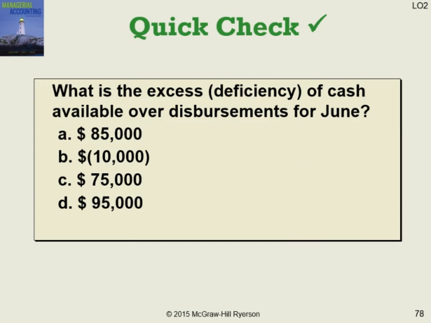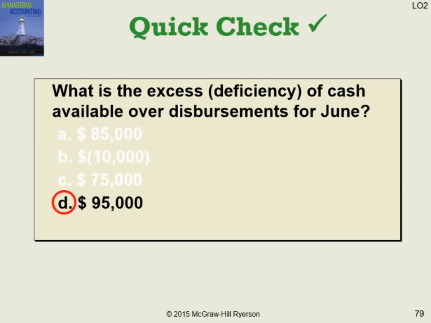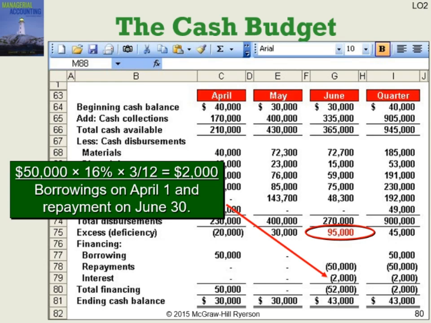So what is the excess deficiency of cash available over disbursements for June? Turns out we've got lots of cash, $95,000 extra cash generated this month. So of course we can pay back our loan, and we can pay the interest because we've had a $50,000 loan, which we took out at the beginning of April. We paid it back at the end of June. So that's 3 months out of the total 12.